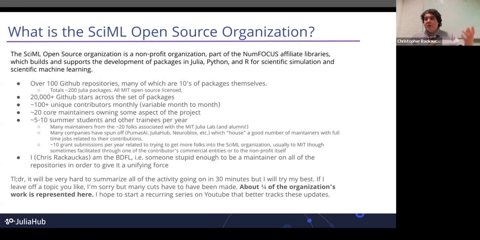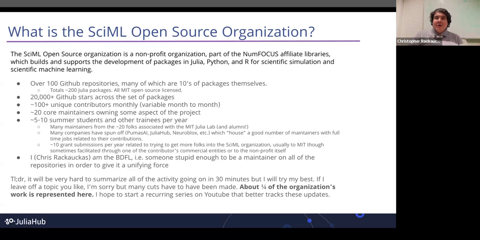We have 5 to 10 students that come each summer, which, if you think about the normal organization in NumFocus, is about 3 students. So we have a pretty large organization that's actually doing a lot of this work and integrating at this point. And then I'm the BDFL who is stupid enough to say, let's work on all these repos at the same time.